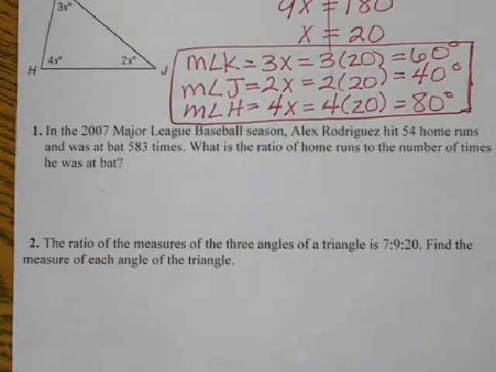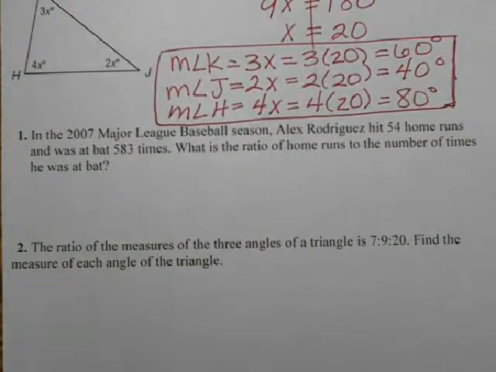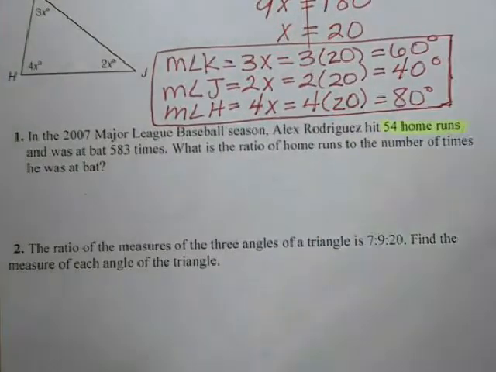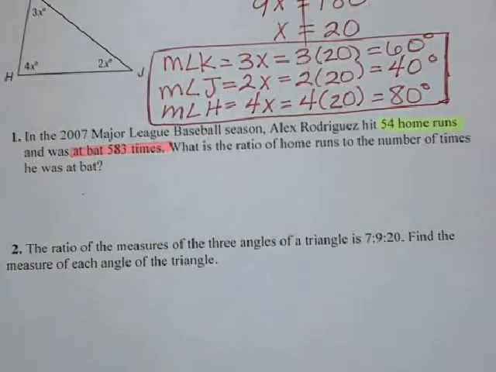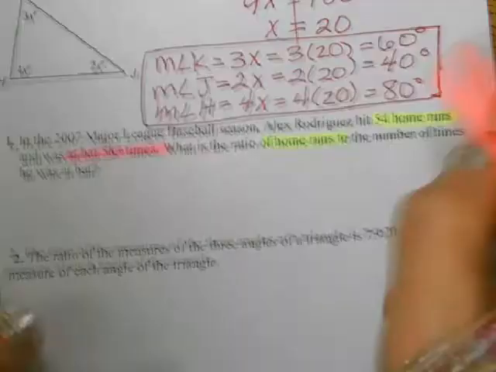Next example. Says in the 2007 Major League Baseball season, Alex Rodriguez hit 54 home runs and was at bat 583 times. What is the ratio of home runs to the number of times he was at bat? So go ahead and solve this problem. Alright, so 54 home runs and was at bat 583 times. Notice how I highlighted the words that go with the numbers, not just the numbers. They want to know the ratio of home runs to the number of times he was at bat.